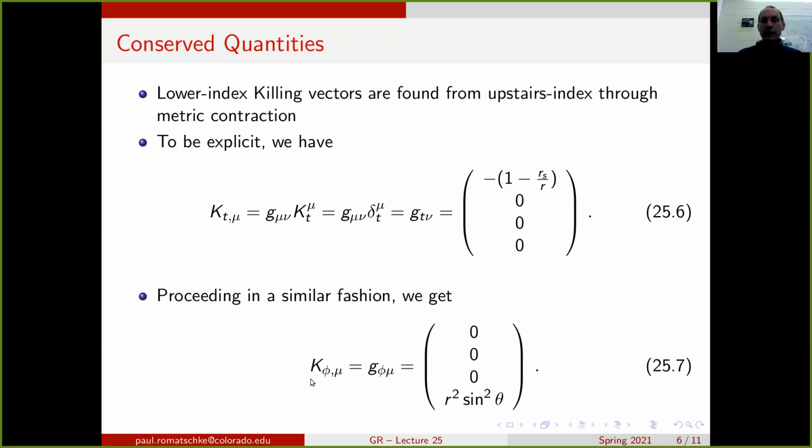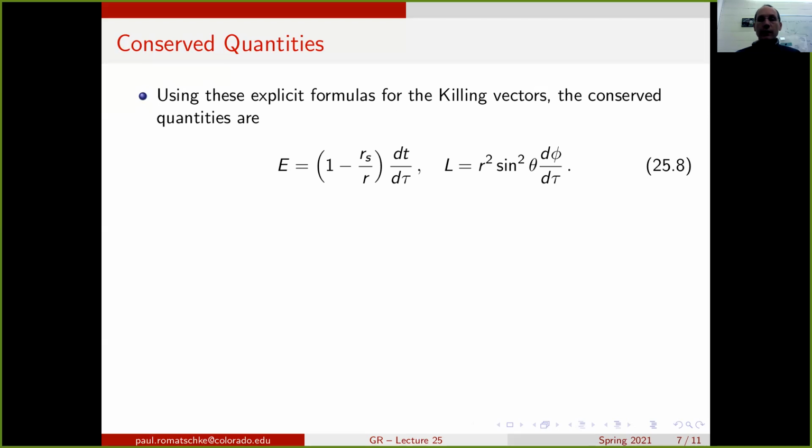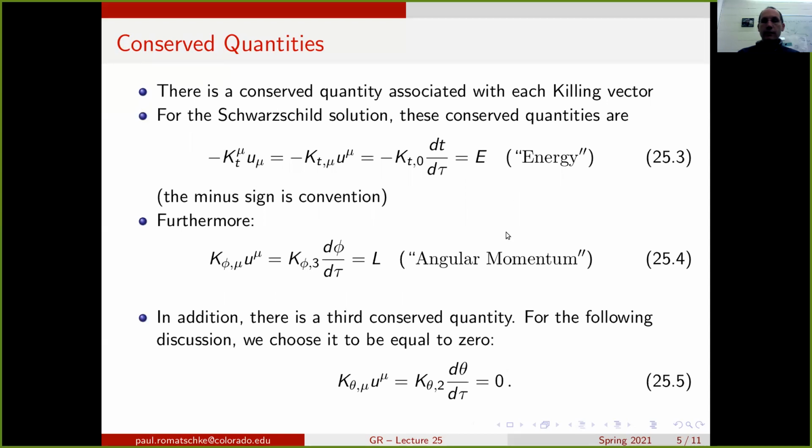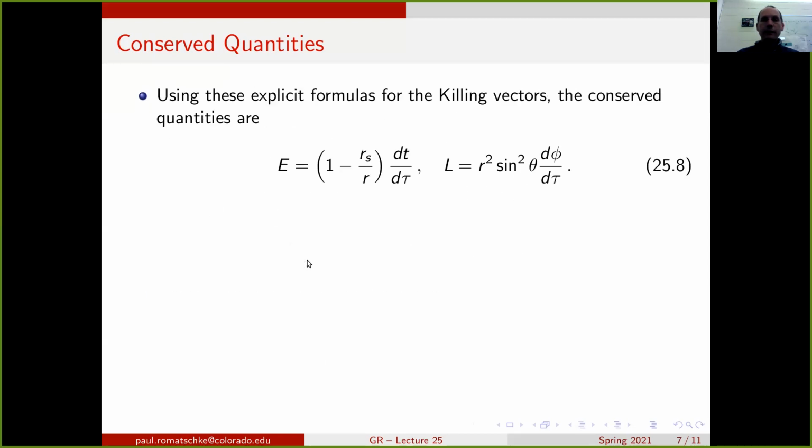We can proceed in a similar fashion for the downstairs index Killing vector that is associated with the angular momentum. And in this case, we find it's equal to g_phi mu, which in components takes the following form here. So now that we have these two Killing vectors, we can plug them into the conserved quantities. We need the lowercase Killing vector for the energy, and we need the third component of the lowercase phi Killing vector for the angular momentum. If we plug those in, then we find that the energy is given explicitly as essentially the time-time part of the metric tensor with a minus sign, times the derivative of time with respect to proper time. And for the angular momentum, we have this combination here.